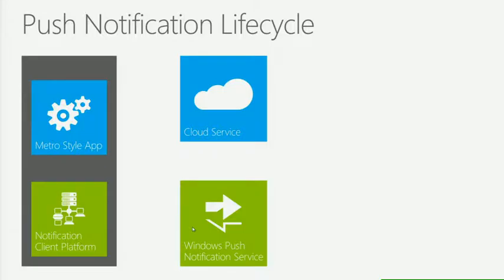So the first thing we do is our Metro-style app requests a channel. A channel is a way to uniquely identify that application such that you can direct, say, a tile or toast notification to that start screen. So we request a channel.